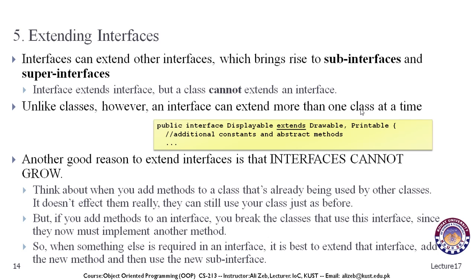So here we can extend the interface instead of adding another method to it. When something else is required in an interface, it is best to extend that interface, add the new method, and then use the new sub interface.